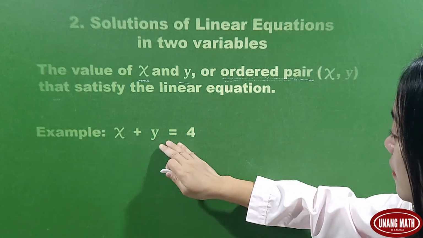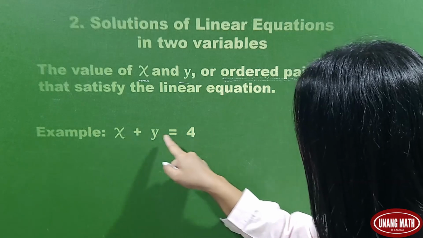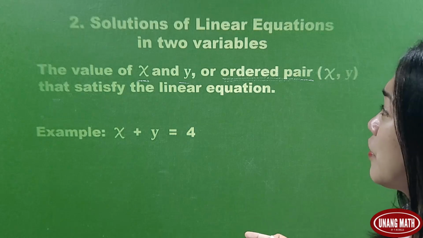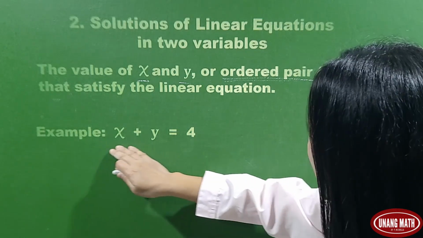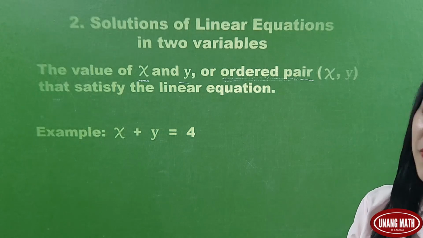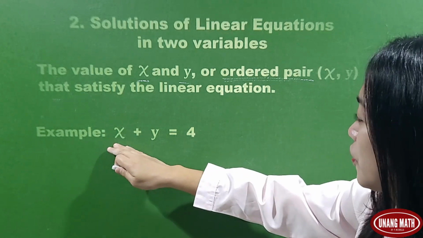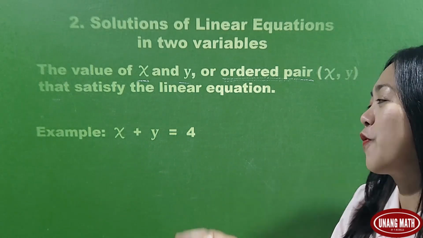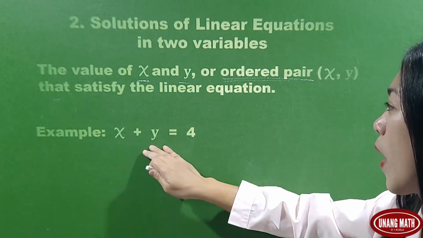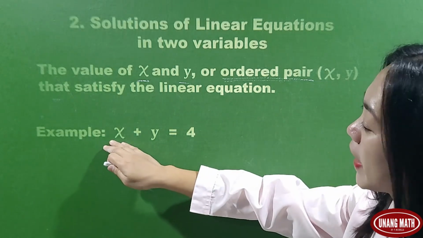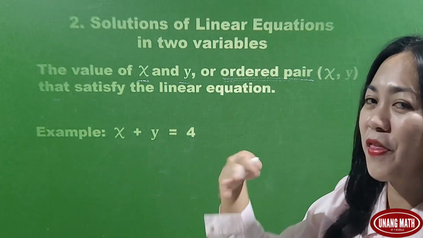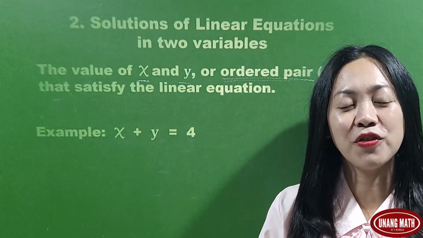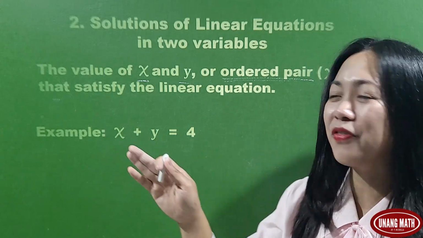Let's have an example. x plus y is equal to 4. This is a linear equation in two variables. Now we will find the solutions for this linear equation. There are a lot of solutions, or a lot of values of x and y. For us to get the values specifically, let's find the values of x and y that are natural numbers. Natural numbers are the numbers 1, 2, and onward to infinity.